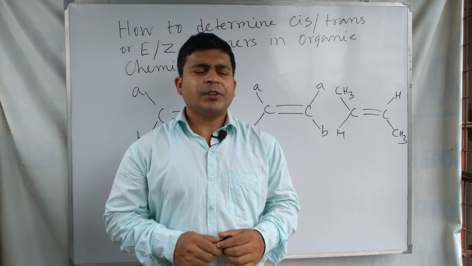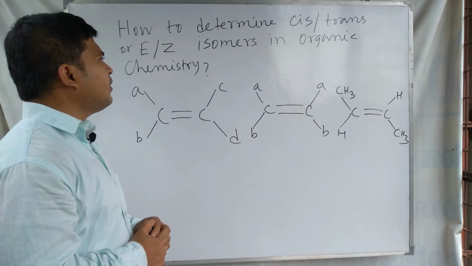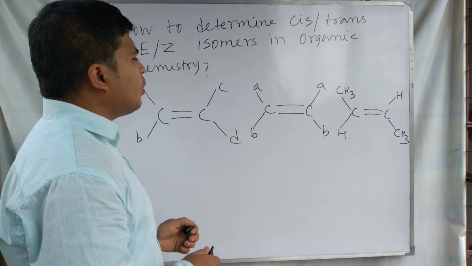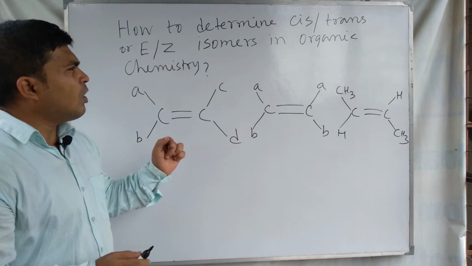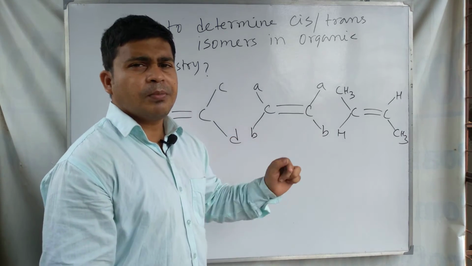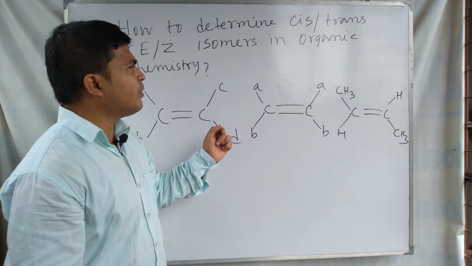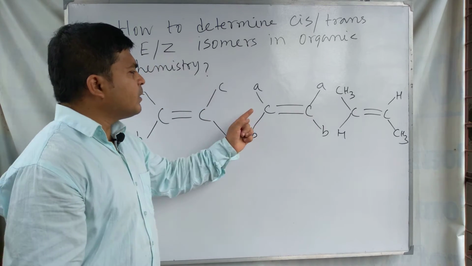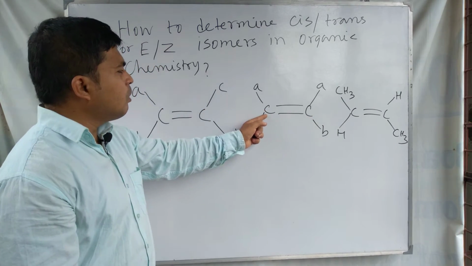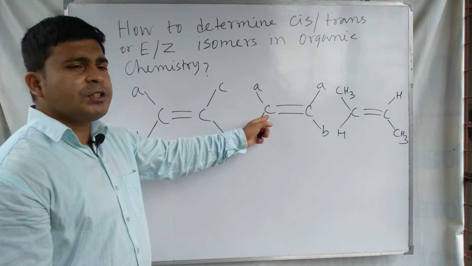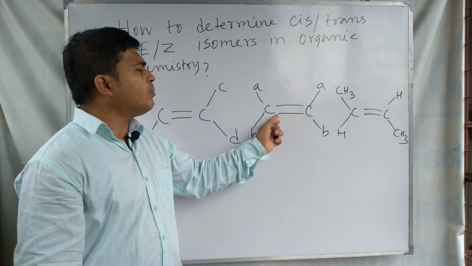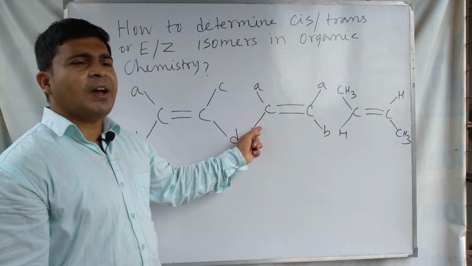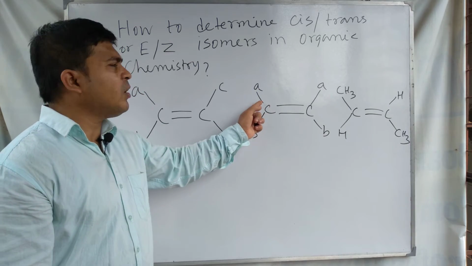Now let's start the discussion about how to determine the cis trans or EZ isomers in organic chemistry. At first, what you have to know: for geometrical isomers, that means for cis trans isomerism, there is a basic condition that a carbon carbon double bond must be present, and on each carbon atom of the double bond, the groups of atoms or atoms attached to the valency of this carbon must be different from each other.